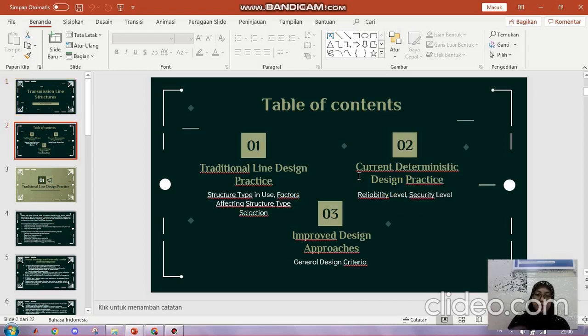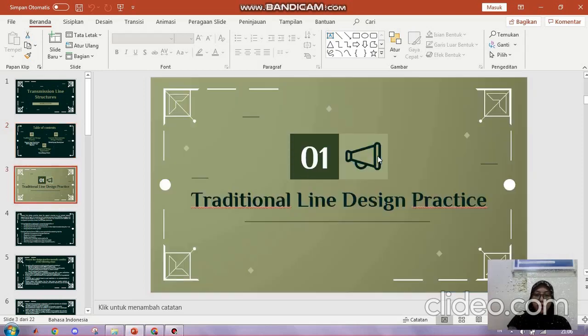The next is the table of contents. Number one, traditional line design practice. Number two, current deterministic design practice. Number three, improved design approach. Okay, the next material, point one, is traditional line design practice.